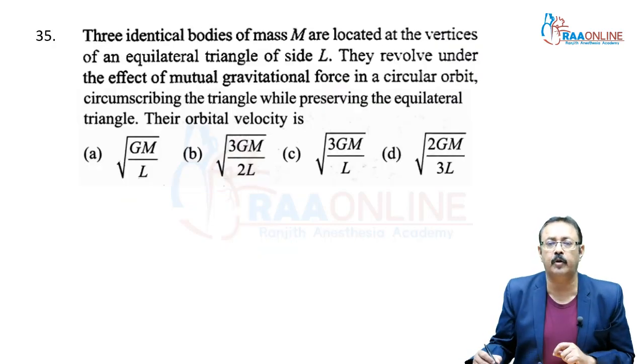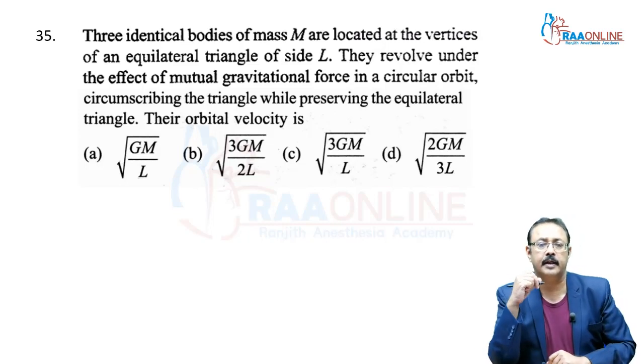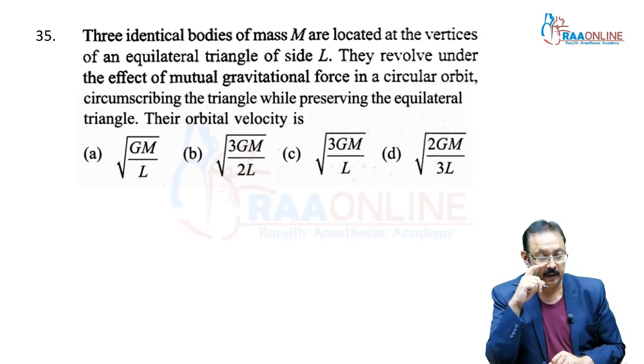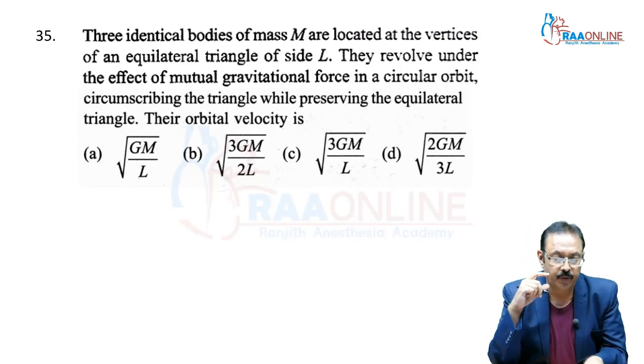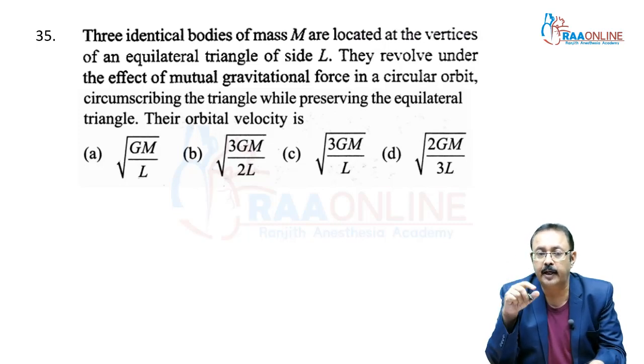35. Three identical bodies of mass m are located at the vertices of an equilateral triangle of side L. They revolve under the effect of mutual gravitational force in a circular orbit circumscribing the triangle while preserving the equilateral triangle. Their orbital velocity is? So first we will calculate the total force they will get. The total force will provide them the centripetal force.